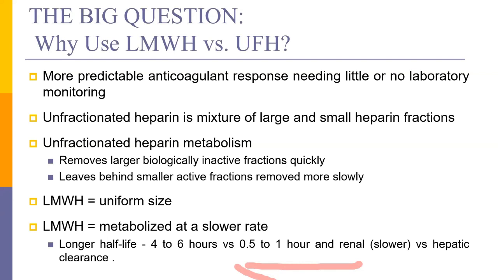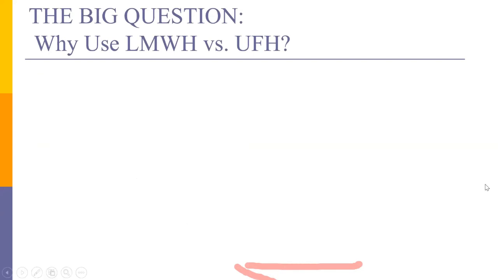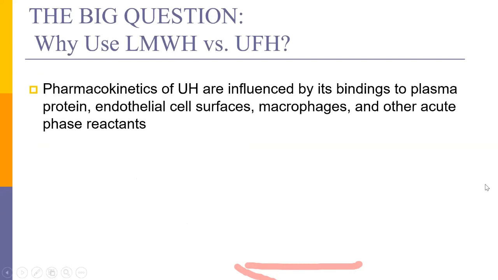Next slide, please. The pharmacokinetics of heparin are influenced by its binding to plasma proteins, endothelial cell surfaces, macrophages, and other acute phase reactants. Next slide.